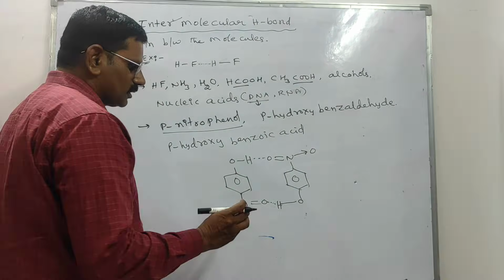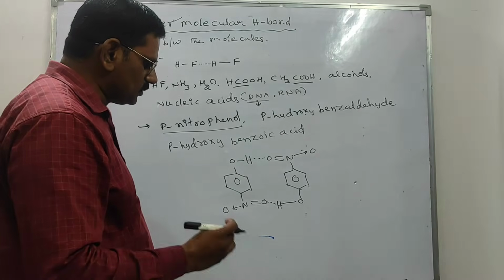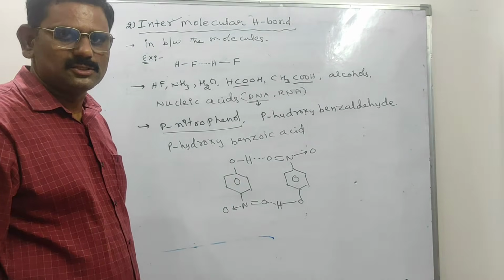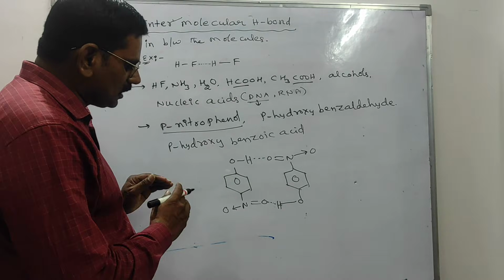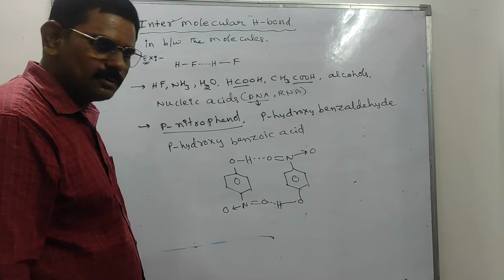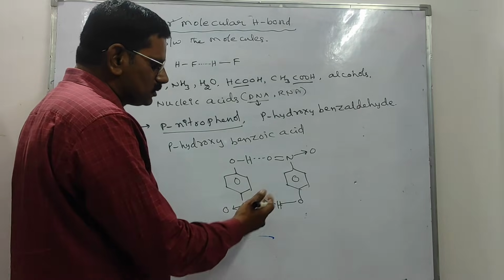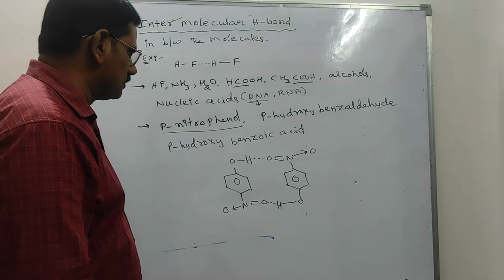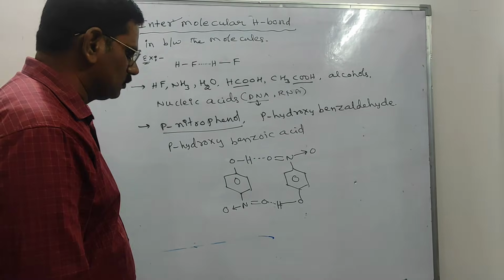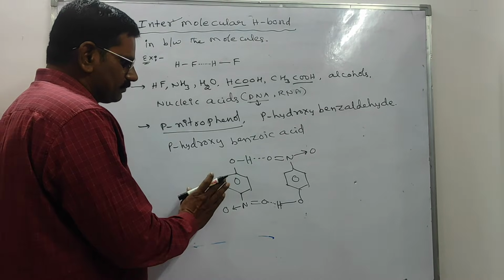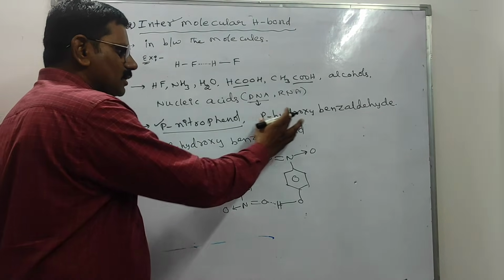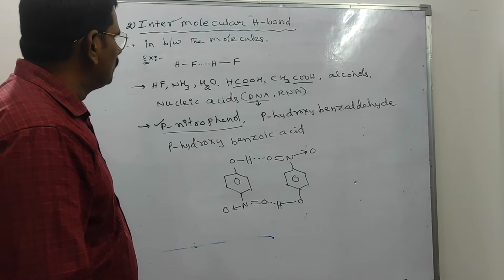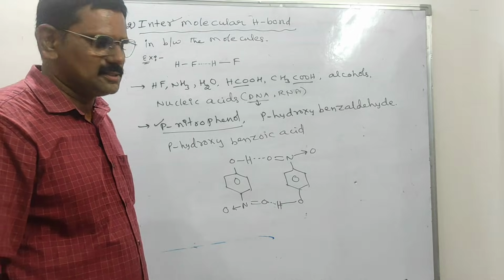Within the molecule, hydrogen bond does not exist. It is due to the fact that hydrogen is far away from oxygen. There is a large distance. Hence, it cannot form a hydrogen bond within the molecule. Hence, it can form hydrogen bond with the nearby molecules. In the same way, in para-hydroxybenzaldehyde and para-hydroxybenzoic acid also, intermolecular hydrogen bond is present.